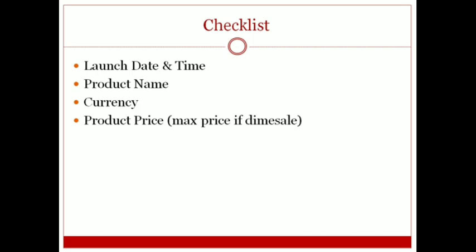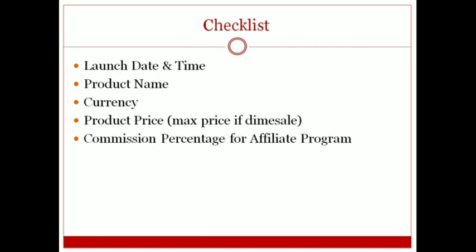So if you're going to do dime sales and the maximum that you wanted the product price to be was, let's say, $17, and you start the dime sale at $1, then every time somebody buys, it's going to up itself until it hits $17. So that would be the product price. And this is the same with recurring products, one-time products, and so forth.